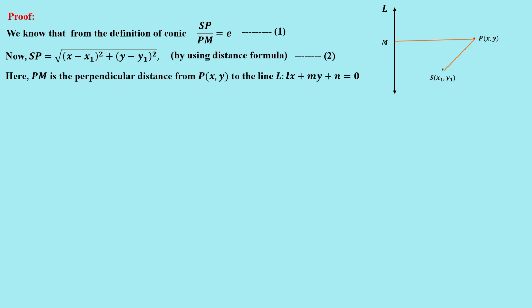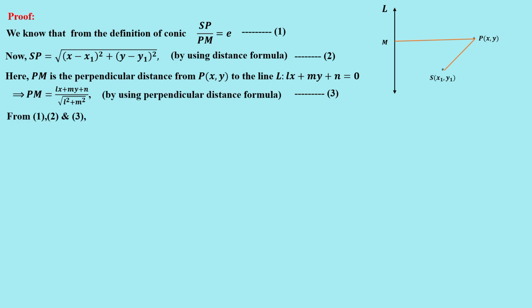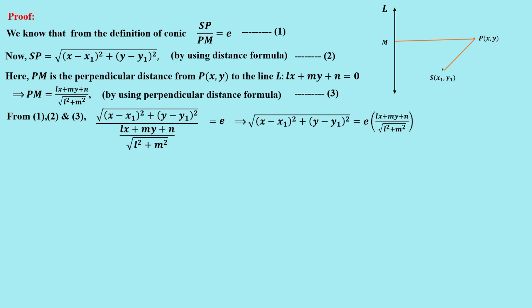PM is the perpendicular distance from the point P(x, y) to the line lx + my + n = 0. So PM, using the perpendicular distance formula, is (lx + my + n) divided by root of l² + m². That is equation number 3. From 1 to 3, SP, root of (x − x1)² + (y − y1)², divided by PM, (lx + my + n) divided by root of l² + m², is equal to E. That is just to do the cross multiplication.